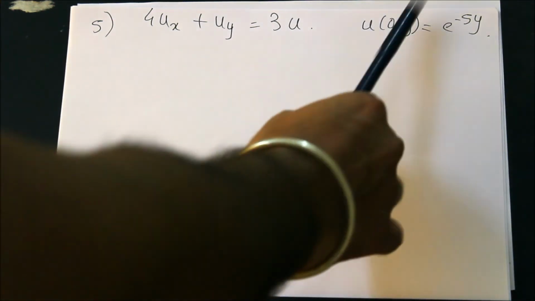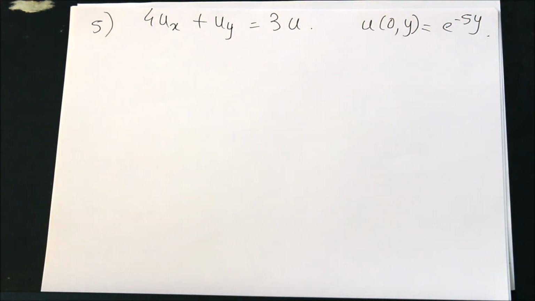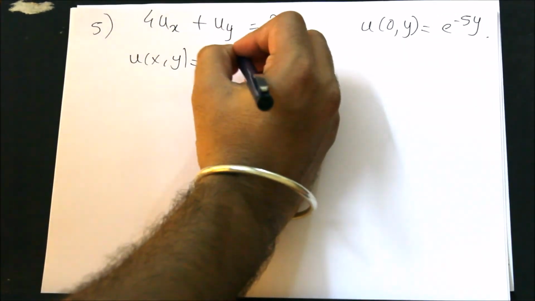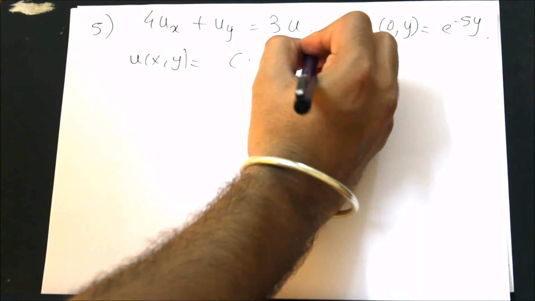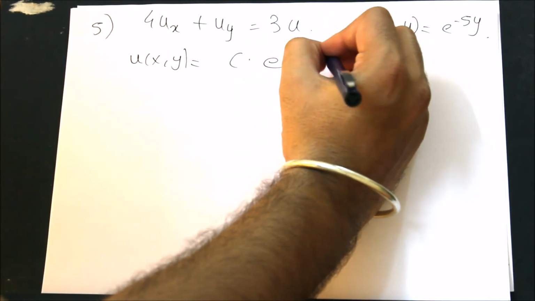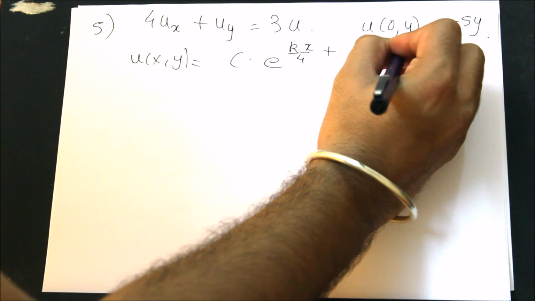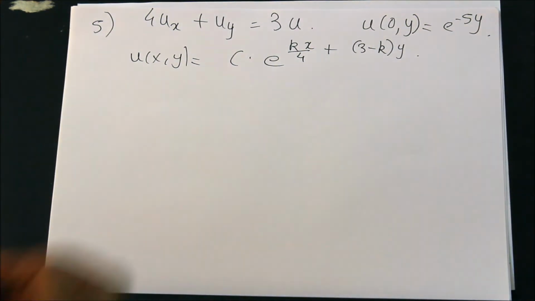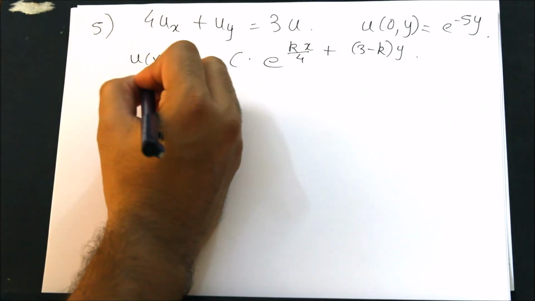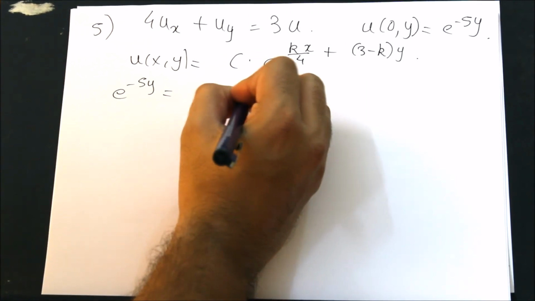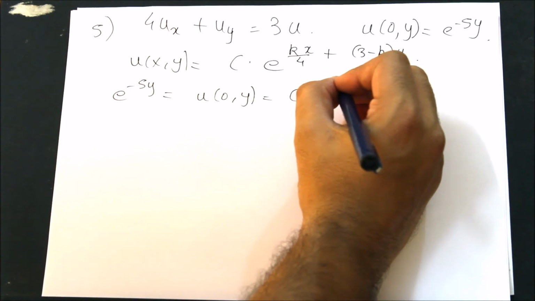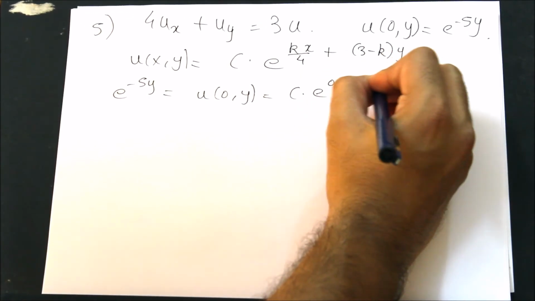Some condition is given to you, and now if you try to find the solution of this differential equation, your u will come out to be some c into e raised to kx by 4 plus 3 minus k into y. You try to solve this, you should get this as an answer. And now you use this initial condition to find the value of c and k. So what is given to me? e raised to minus 5y is equal to u of 0 comma y, which is c into e raised to 0 plus 3 minus k into y.